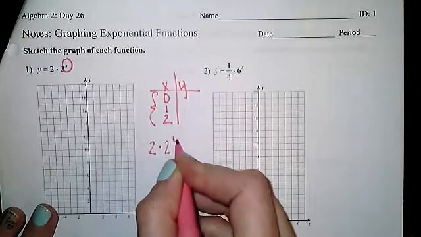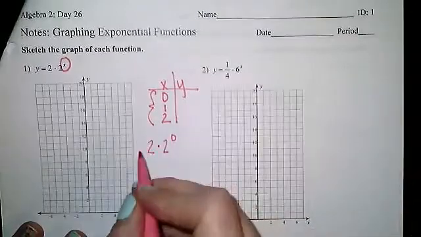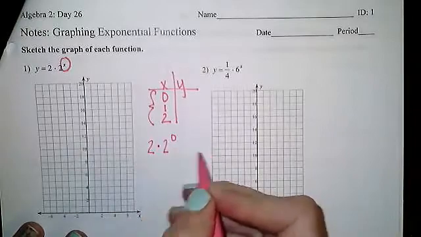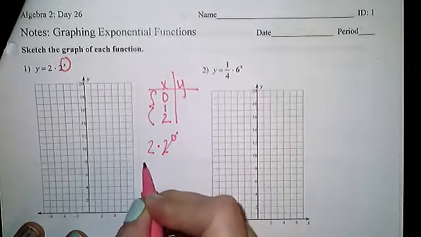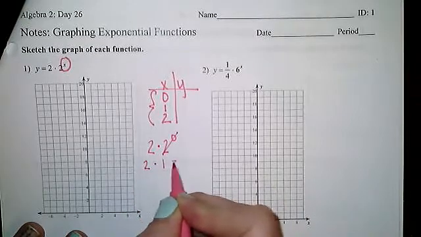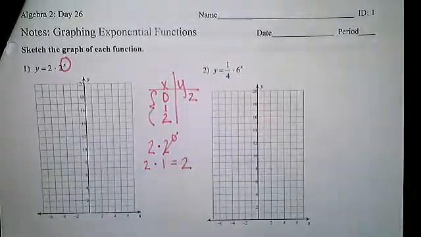So 2 times 2 to the 0. You can do this using PEMDAS, or you can type this whole thing in your calculator. So if you're doing PEMDAS, anything to the 0 is just 1. So 2 times 1 is 2. That's our very first output.